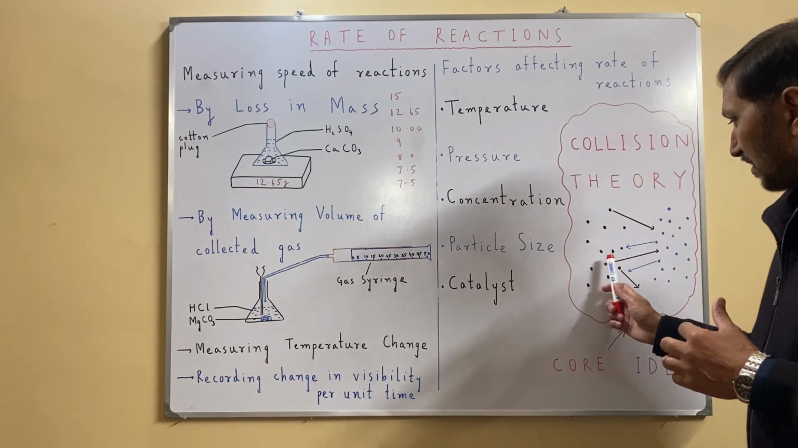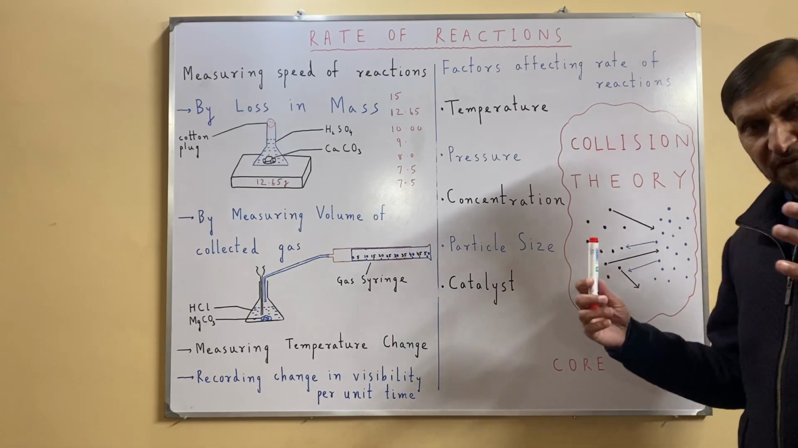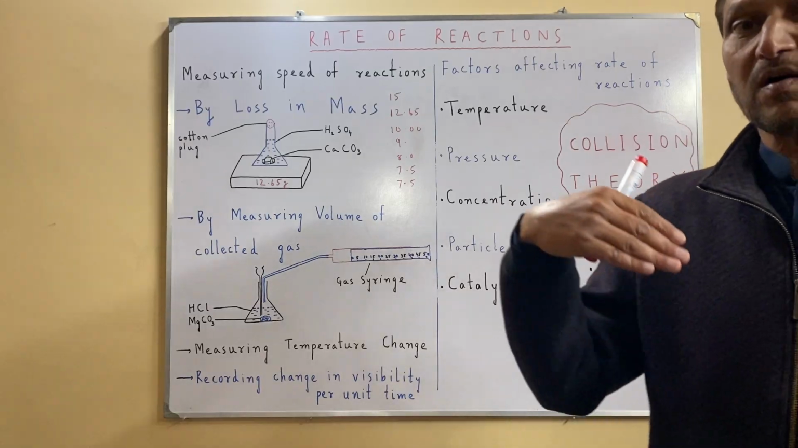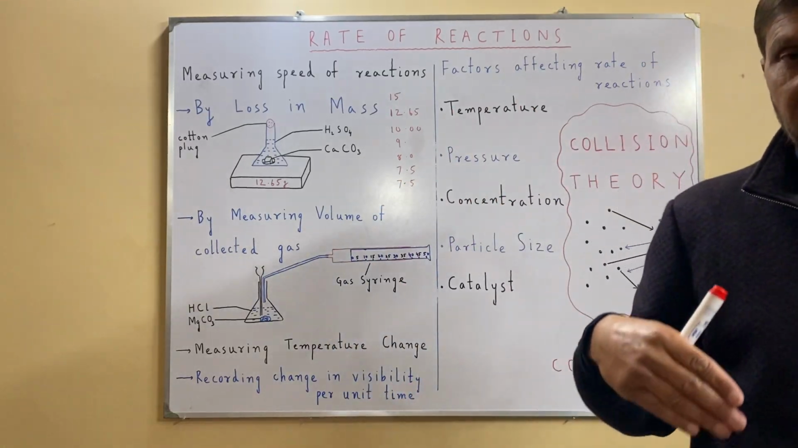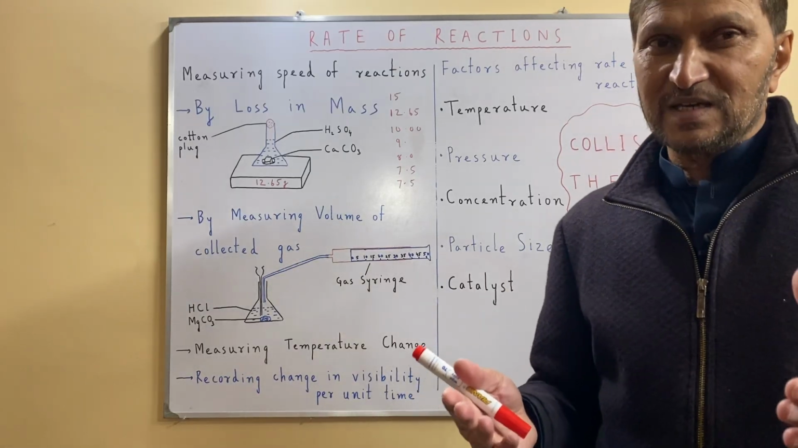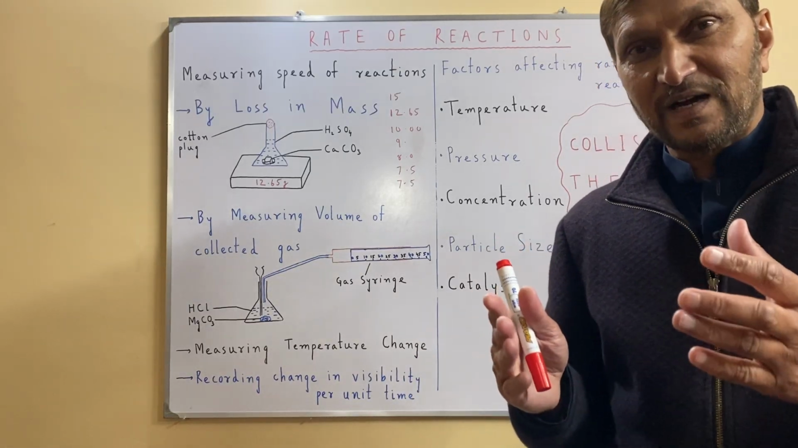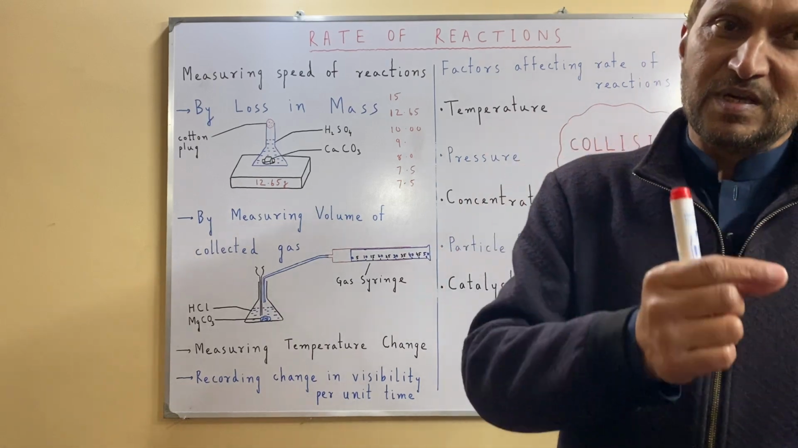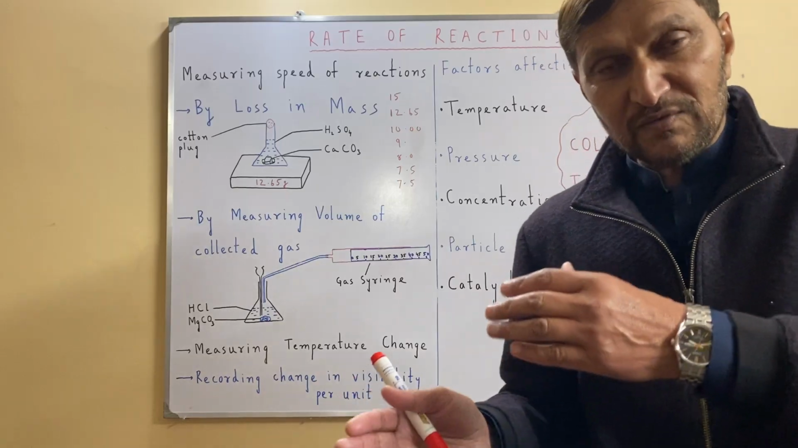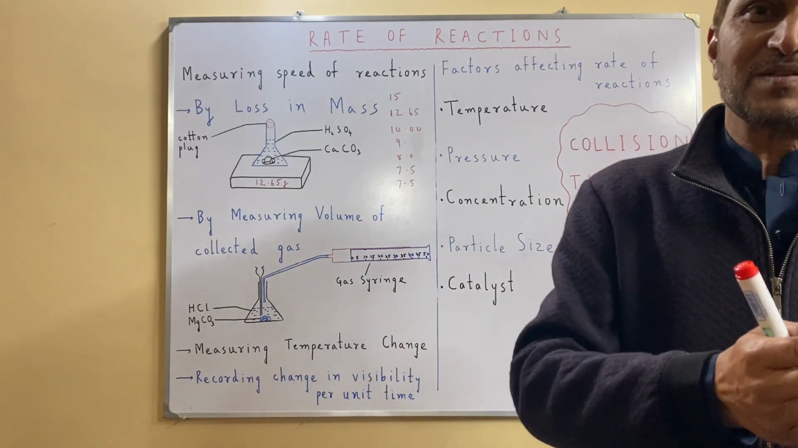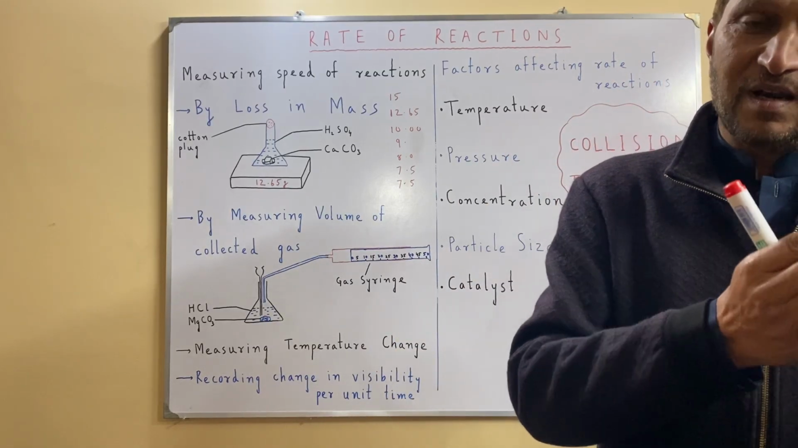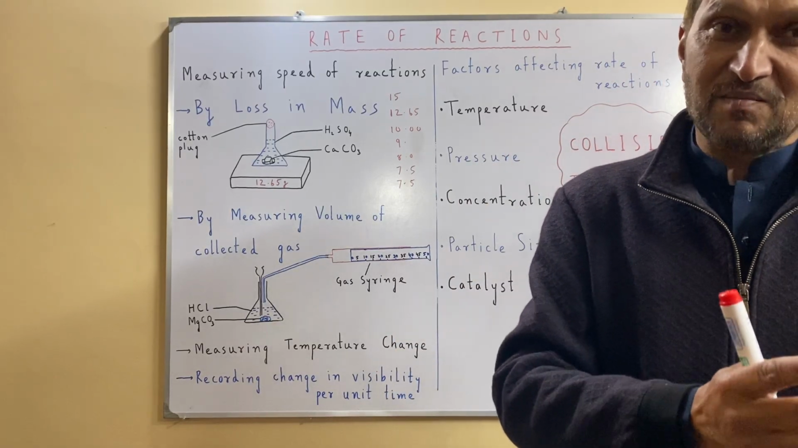This collision theory says that when the particles of different reactants collide more frequently, when there is greater collision among the particles of the reactants, then the speed of reaction will be higher. Greater is the collision of the particles of the reactants, higher is the speed of the reaction, and lesser is the collision, lesser will be the speed of the reaction. This is the main idea.